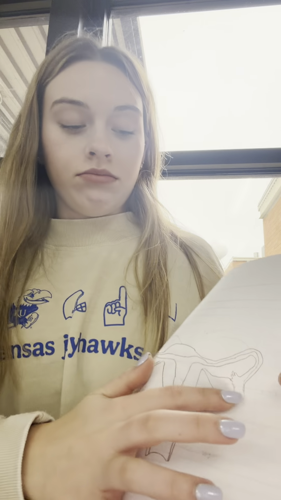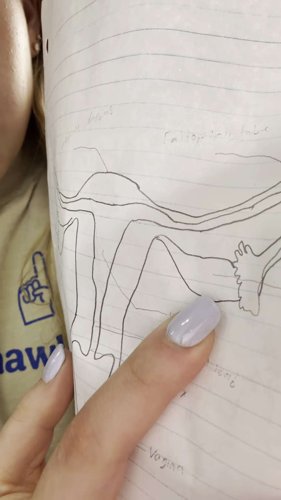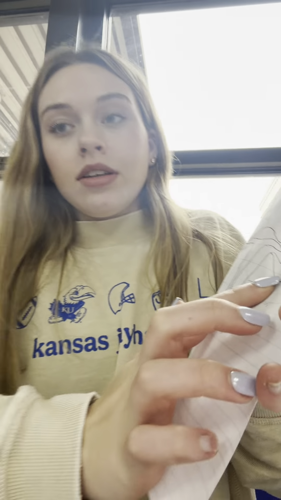Okay, number 3. Draw a diagram of the female reproductive system, point out the parts, and describe the function of each part. Okay, so these are the ovaries, and they produce eggs and hormones. So they produce estrogen and progesterone.